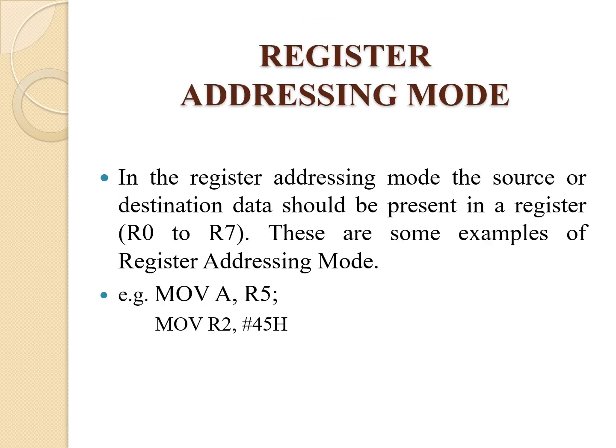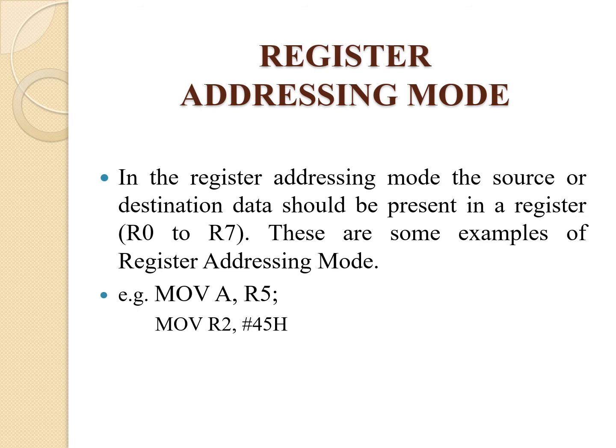Next one is register addressing mode. In the register addressing mode, the source or destination data should be present in a register R0 to R7. We have seen previously that 8051 has a total of 4 register banks, RB0, RB1, RB2 and RB3, and each register bank contains a total of 8 registers, that are from R0 to R7.